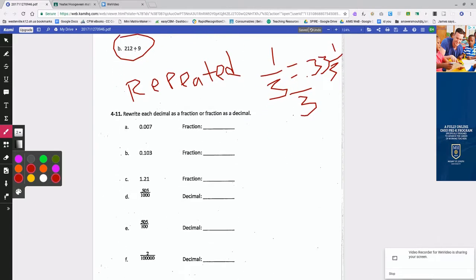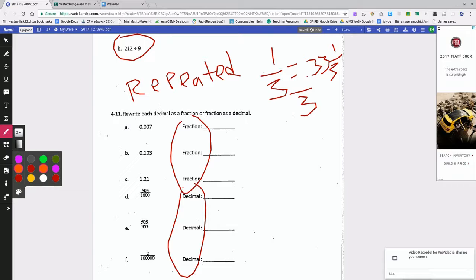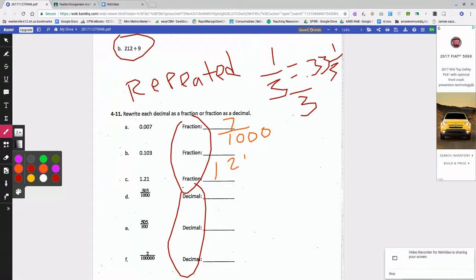Then your last one, you just need to write the fractions for the first 3, decimals for the last 3. Just look at this one. We have 7 thousandths. So again, we'll take a simple fraction as 7 over 1,000. And then looking at C here, 1 and 21 over 100 to help you out with a problem like that. Same thing here. How many hundreds go into 505? You have 5. What's left over? And 5 over 100.